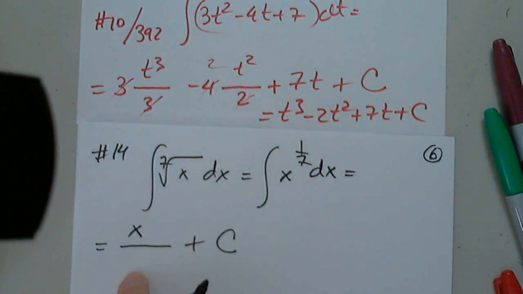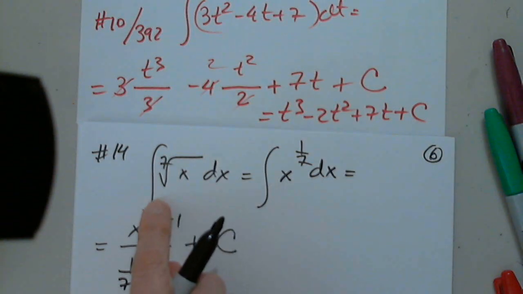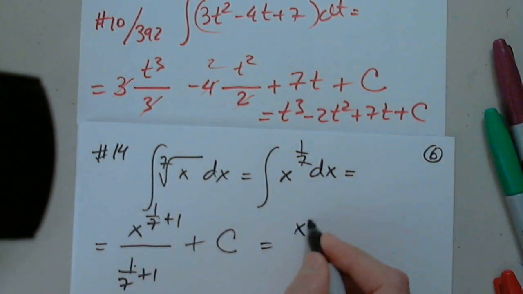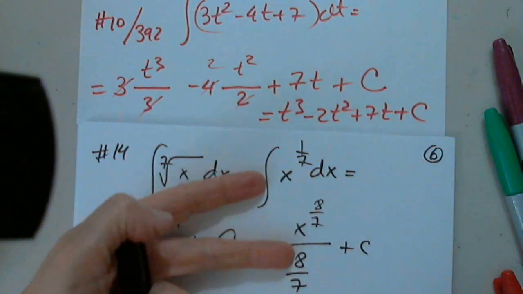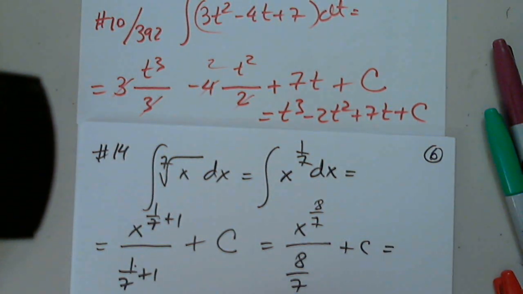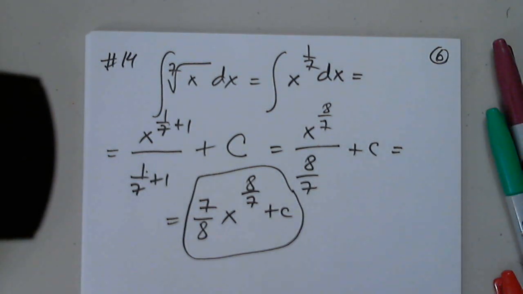X to which power over what number? You don't have to calculate it. Tell us what you want to write first, and then we can calculate it later. One seventh plus one, over the same number. Awesome. So this is 1/7 plus 1, which is 8/7. So this is x to the 8/7 over 8/7 plus a constant c, and I have to flip the denominator. 7/8, x to the 8/7 plus a constant c. Now tell me if we had enough.